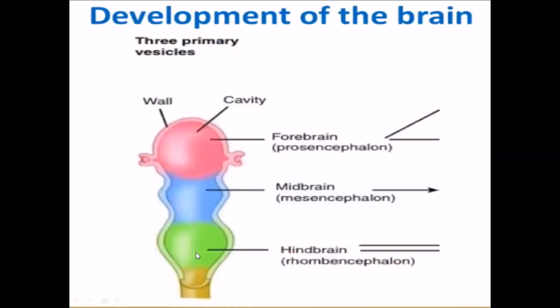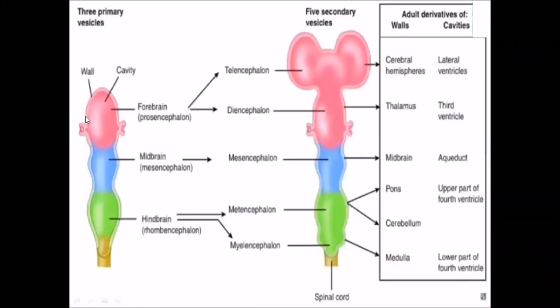Thus, after the closure of the neuropores, the formation of the neural tube gets completed. Once the neural tube formation is complete, there will be 3 swellings, which correspond to the 3 primary vesicles: the forebrain or prosencephalon, the midbrain or mesencephalon, and the hindbrain or rhombencephalon. Now what happens is this.